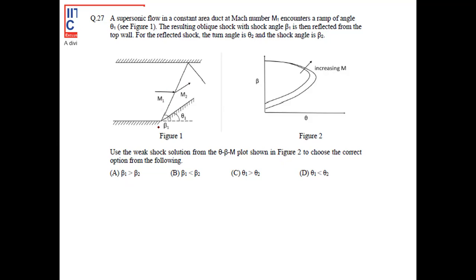Okay, so this is M1, the incoming flow, and this encounters a ramp angle of theta 1. This is theta 1, and this is the first oblique shock which is formed at this ramp angle at a shock angle of beta 1. So this is shock angle beta 1. This is the first oblique shock.